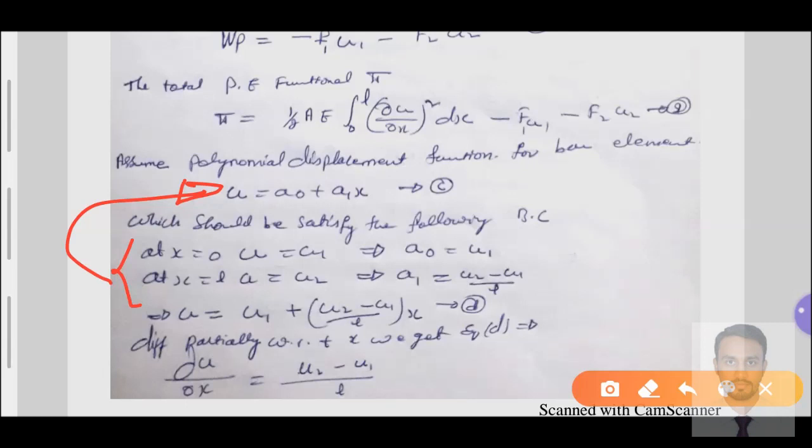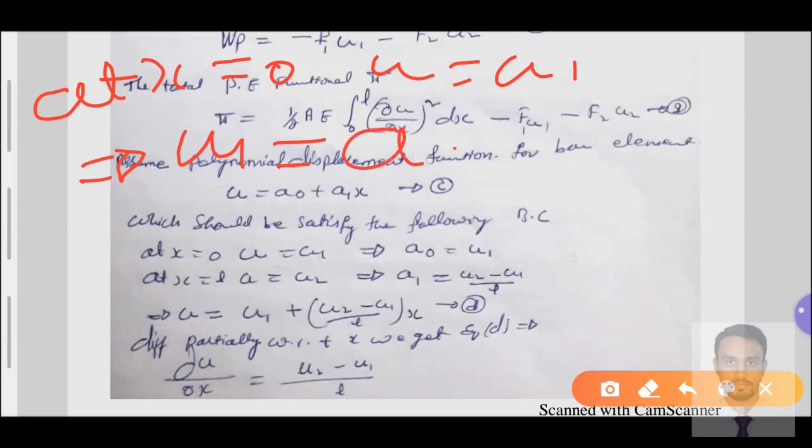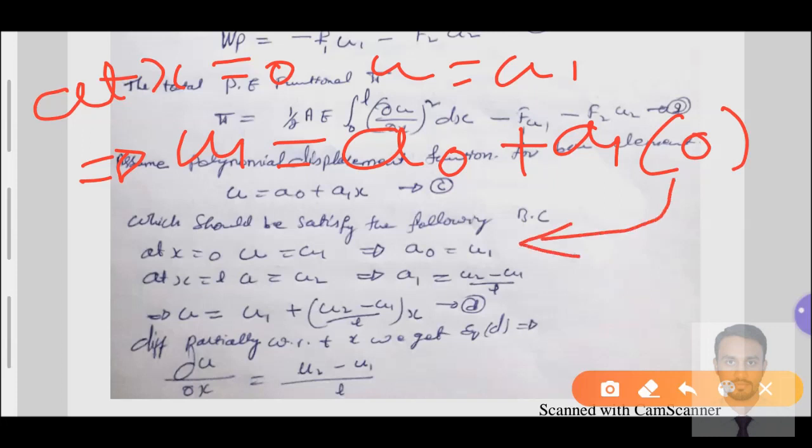When we apply the boundary conditions to this equation, we get two equations. At x is equals to 0, u is equals to u1. Then equation number c becomes u1 is equals to a0 plus a1 into 0. When we simplify this, a0 is equals to u1 for boundary condition number 1 at node number 1.